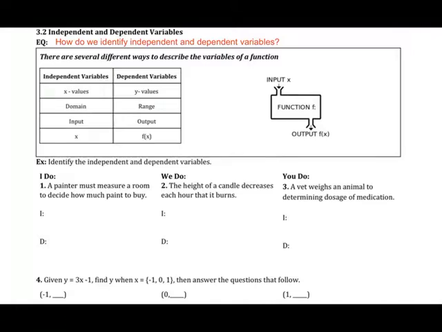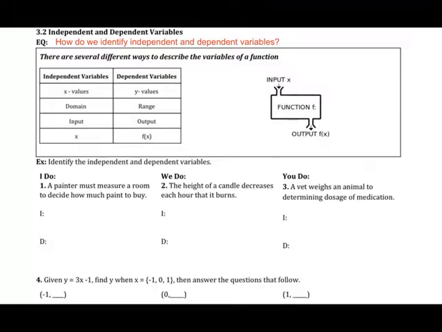3.2 is about independent and dependent variables. Depending on where you are in biology right now, you may actually have already talked about this. And if not, you're getting a little preview for what's to come. Independent and dependent variables are highly related to science. It's something you're going to see all the time when you're testing variables and identifying relationships between things.